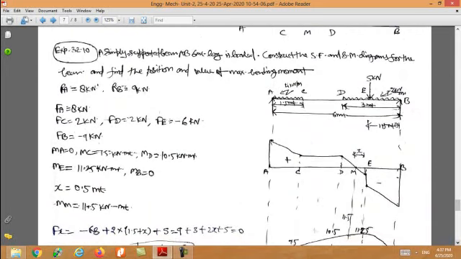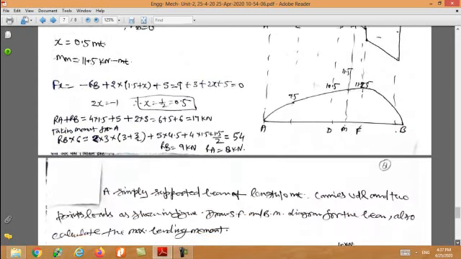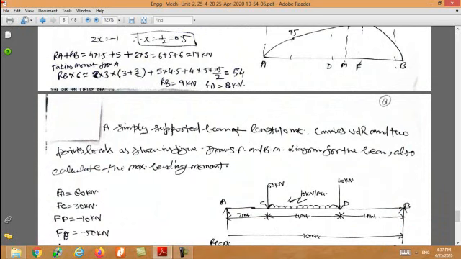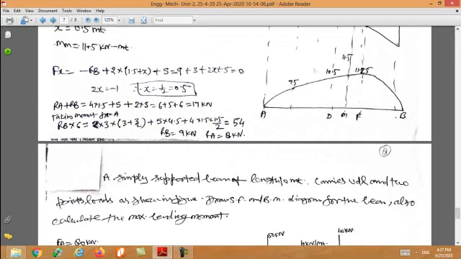So it is another question. A simply supported beam loaded in this way, at some point a UDL, at some point another UDL at some distance, and also a 5 kilonewton point load is acting on it. So first calculate the RA and RB. How can we calculate the RA and RB?